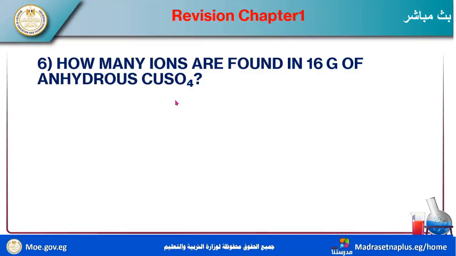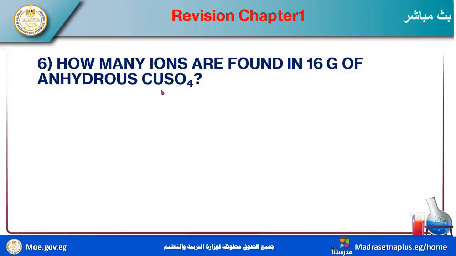Now, first step, you must calculate: copper 63.5 plus 32 plus 4 times 16 equals 159.5. This is the molar mass of anhydrous copper sulfate. So 16 divided by the molar mass of copper sulfate equals the number of moles of CuSO4.